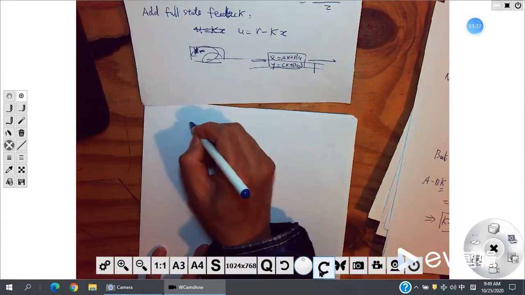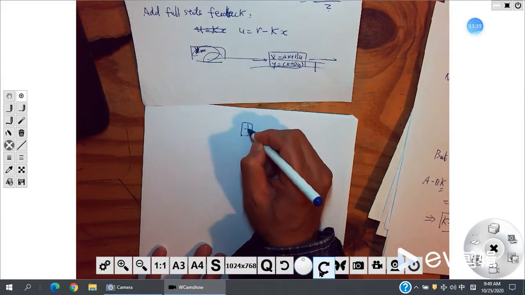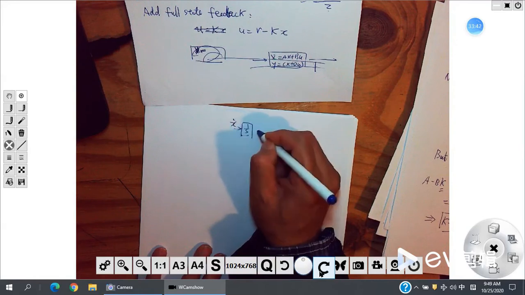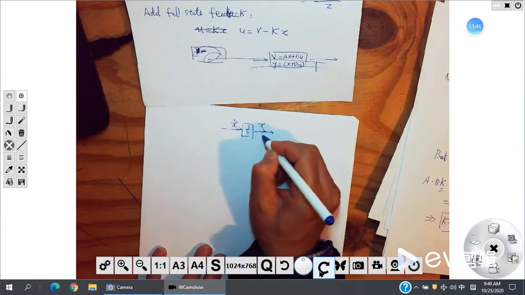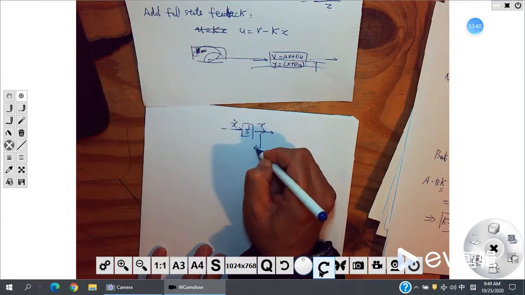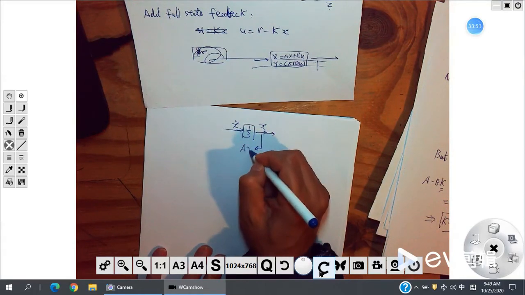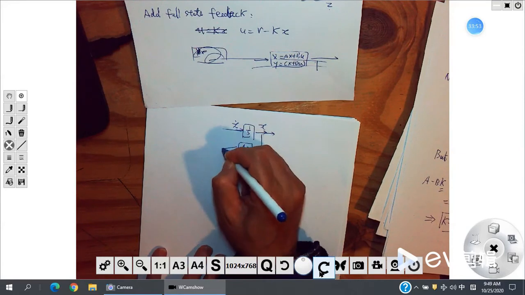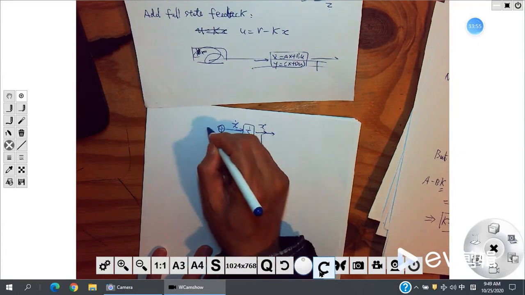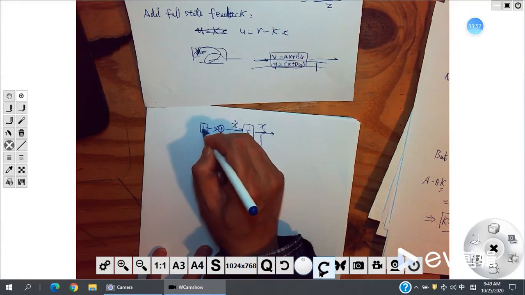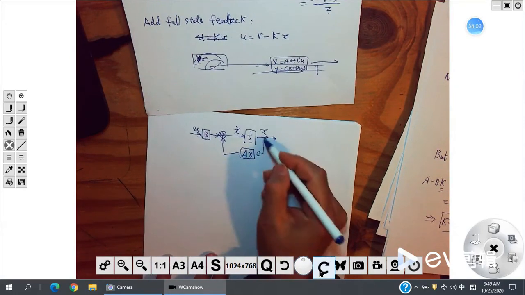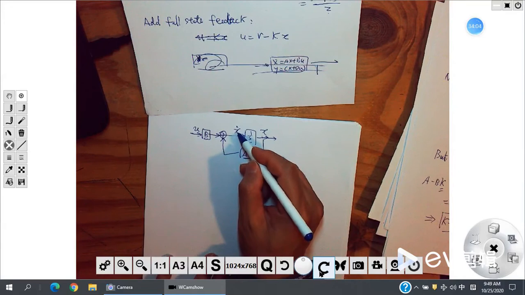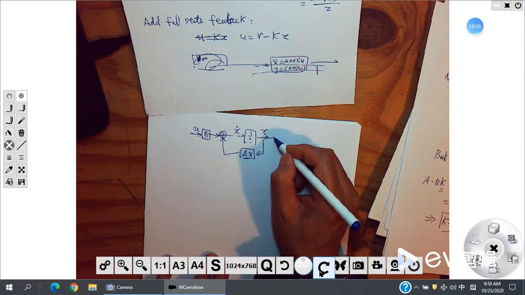Structure like this. We have 1 over s. I have x dot and x. I need this x as a feedback. Right. And the system itself, x dot will be Ax plus B times u. This is u, right? So Ax plus Bu equal to x dot. And what is y? y will be Cx plus Du.